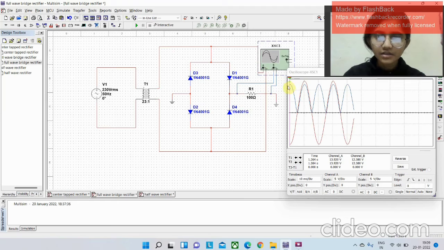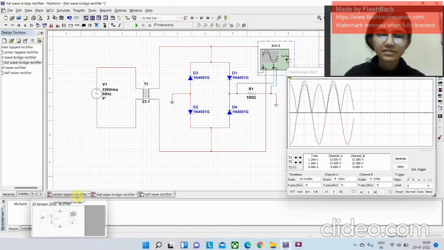As we can see, the blue line is constantly on the upper side of the graph. We are not seeing any negative part, even in the negative cycle. We are simply receiving the positive cycle, which means that the full wave rectifier is going to give us the output in both the positive and the negative half cycle.